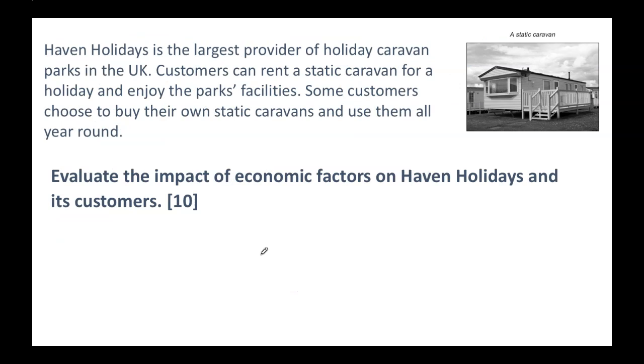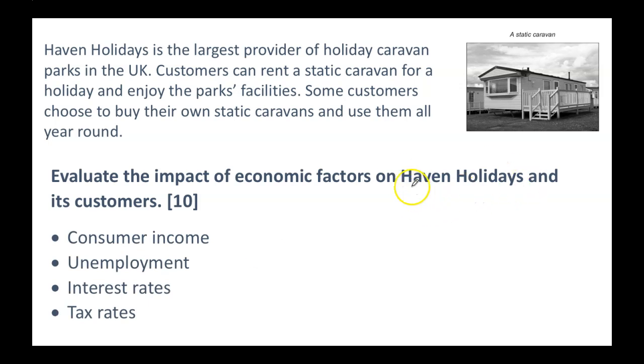A bit of a harder question here. Haven Holidays, caravan park: evaluate the impact of economic factors on Haven Holidays and its consumers. So again, one of those two-part questions where you have to think of both those stakeholders. The case study didn't really tell you which way these things were going, but these are the four economic factors that you need to be aware of. If consumer income goes up, that should lead to increased demand for Haven Holidays. If unemployment goes down, that's probably better. Interest rates go down, people are spending more, they're able to borrow more. And tax rates, we really want them to go down. That's going to be the best thing for the business.